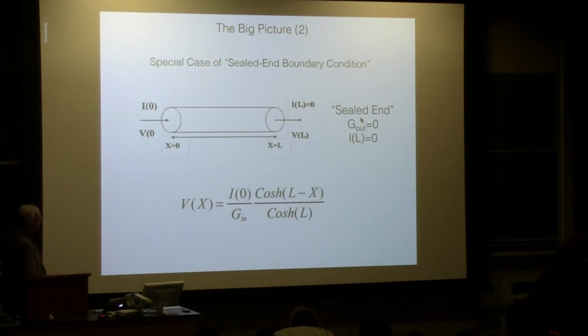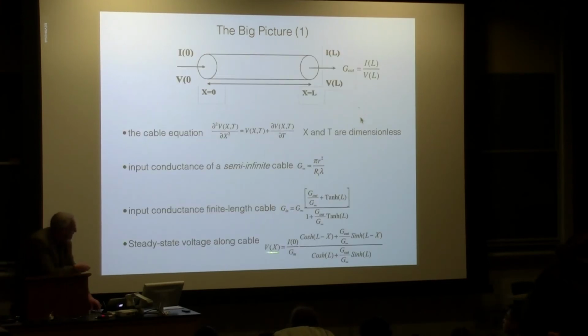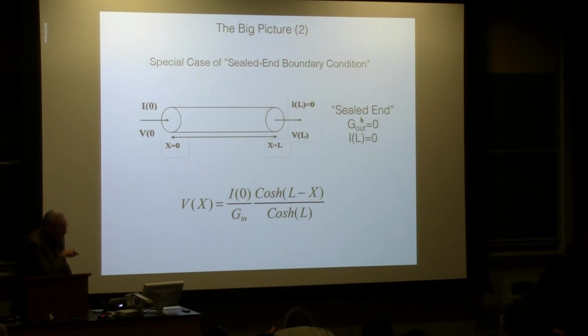Now, here's the equation for voltage. What if the sealed end boundary condition holds? What if the output conductance is 0? Well, this term goes away and this term goes away, and therefore we get a tremendous simplification of our expression for voltage. That's why it's a special condition in the Rall theory of the neuron, because it leads to dramatic simplification. So what I want you to know from this lecture are these equations and how to apply them, and their derivation.